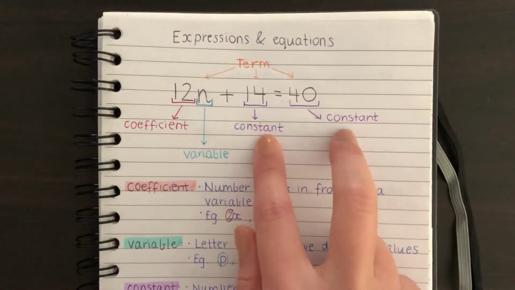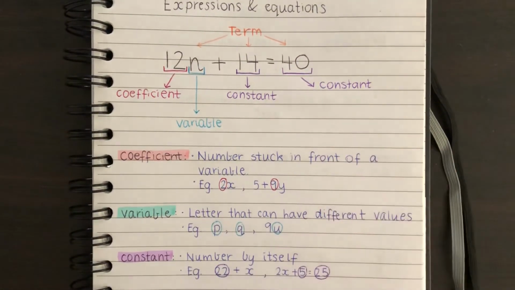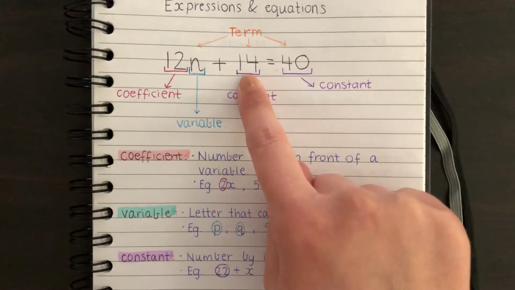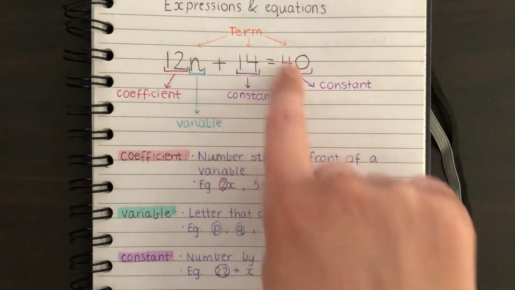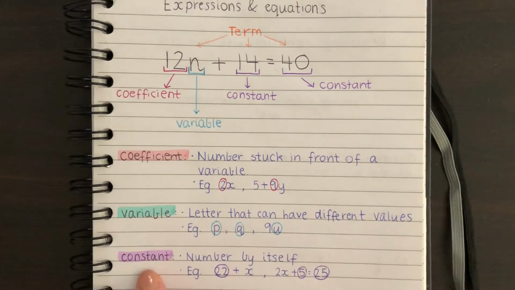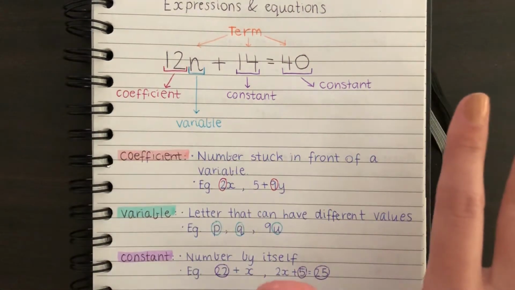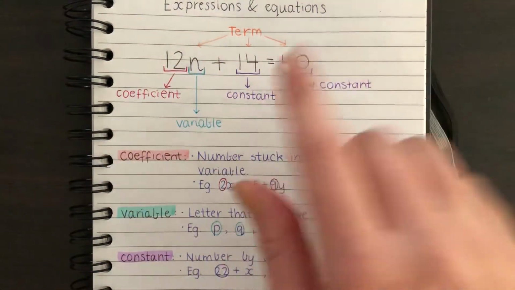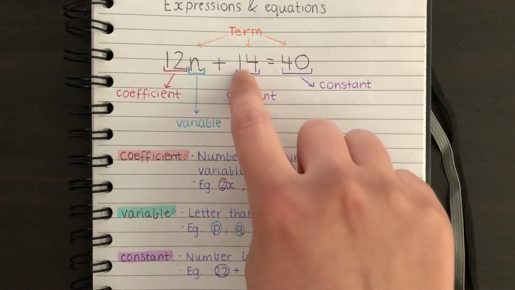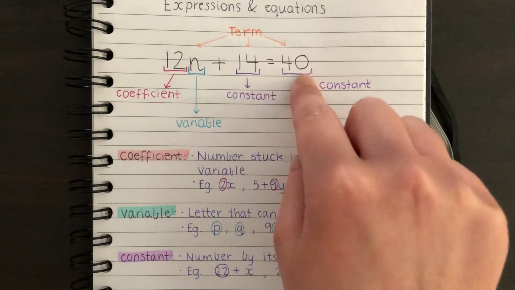Now let's move on to purple. I'll just move my page up a bit. Okay, the 14 and the 40 in this equation is what we call a constant. A constant is a number by itself. It's got nothing next to it. It's got no variables next to it. It is just a number by itself on its lonesome.